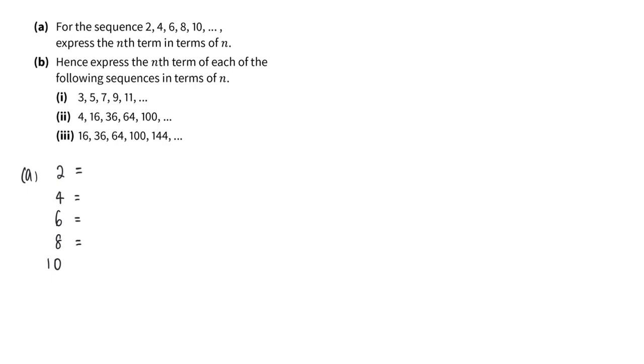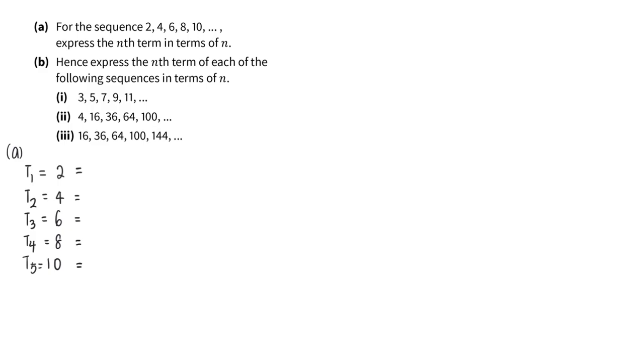And let's see. This is my first term, T1. This is my second term, third term. Let's see if we can see any pattern. Then 2, all are even numbers, right? That means all can have 2 as the factor.